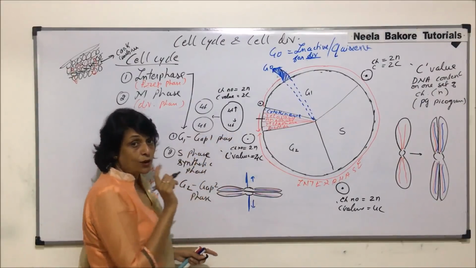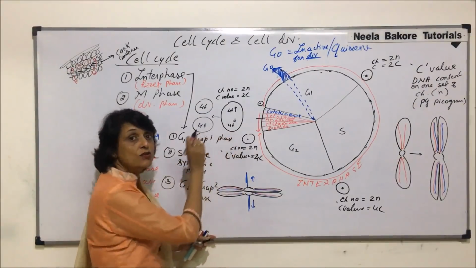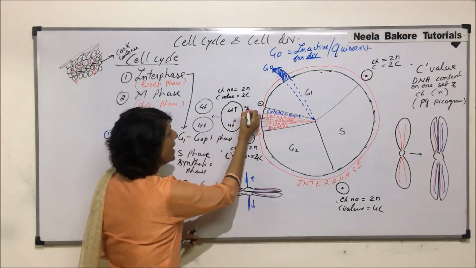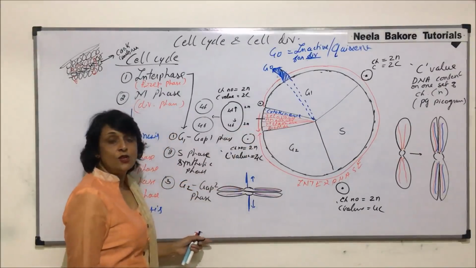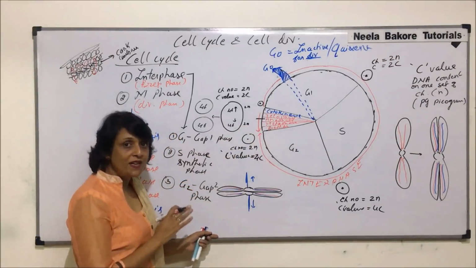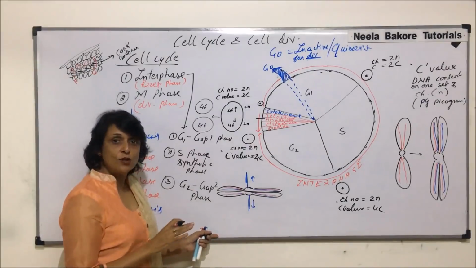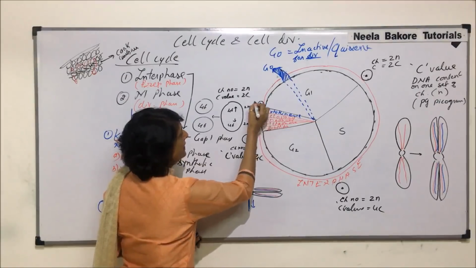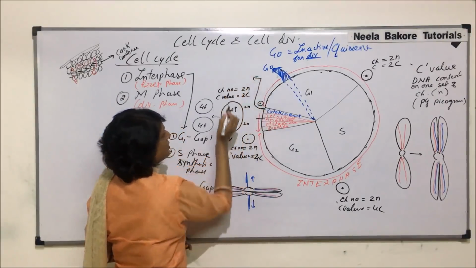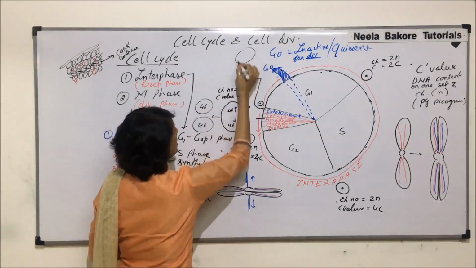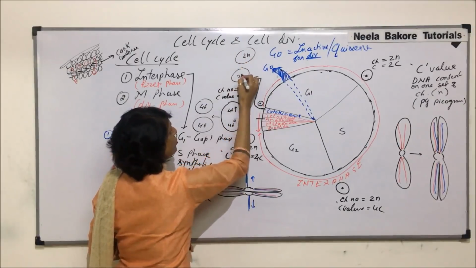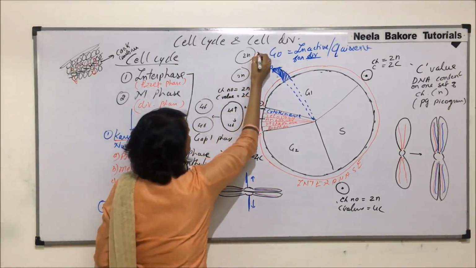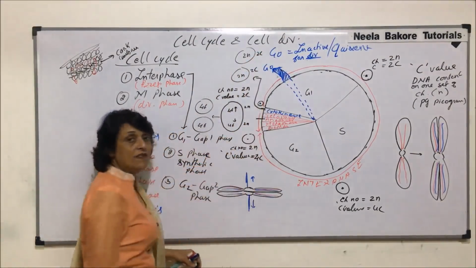But here also there is a tricky thing. The cell has not divided yet. So one cell has 2n and 2n. So actually here the chromosome number is 4n and the C value is also 4C. After cytokinesis, when we talk about these two cells, they have 2n, 2n and they have their normal DNA. So this would have 2C and 2C value.